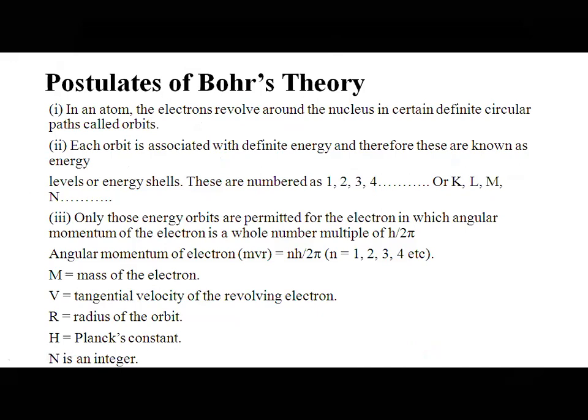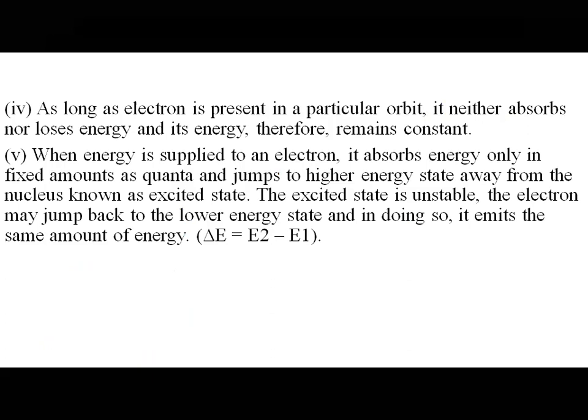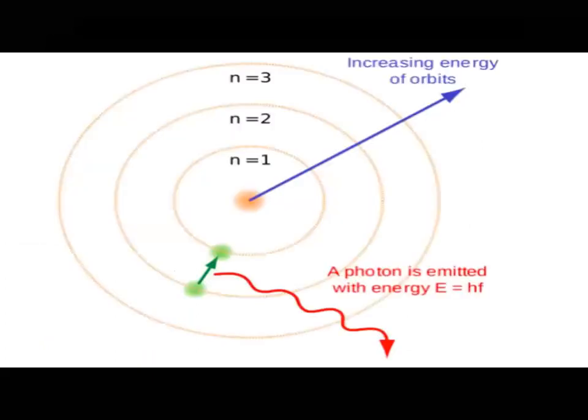So in an atom, electrons, I'm repeating again, that's it. So you can see all the points I have included. Only those orbits are permitted. We have seen all of them. Last point: when energy is supplied to an electron, it absorbs the energy in fixed amounts as quanta and jumps to a higher energy level. And the excited state is unstable. We have seen the electron may jump back to the lower energy state, and in doing so it emits the same amount of energy, and that is given by delta E is equal to E2 minus E1. Whatever energy is present in the second energy level, minus E1, when it gives out the limited energy which it has acquired, we will get delta E, the change in the energy.